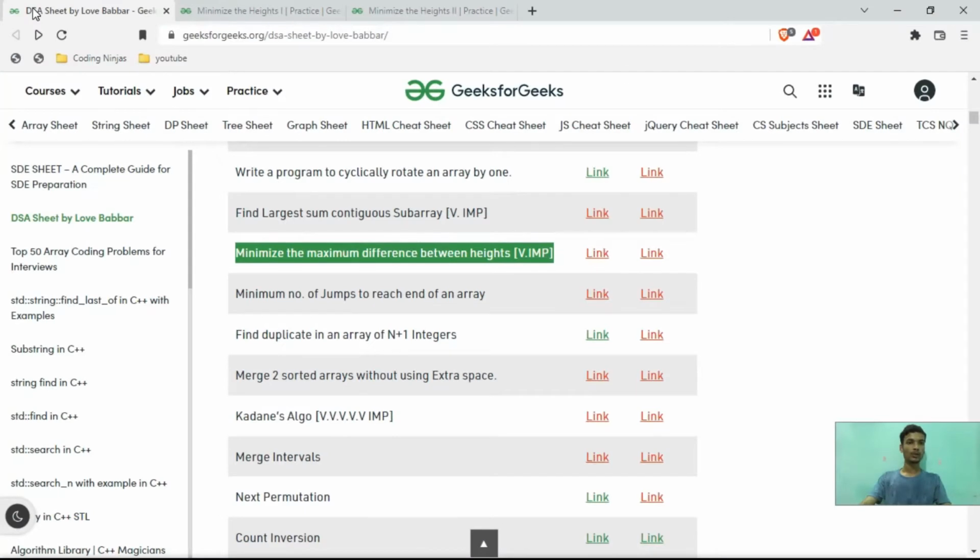So in the previous video we discussed a problem from the Love Babbar SDE sheet. In this video we also discuss a new problem from the SDE sheet. So let's move on to the sheet and see which question we are going to solve today. According to our SDE sheet, today we are going to solve Minimize the Maximum Difference between heights. This is a very important question. So let's move on to the question and see what the problem statement is.